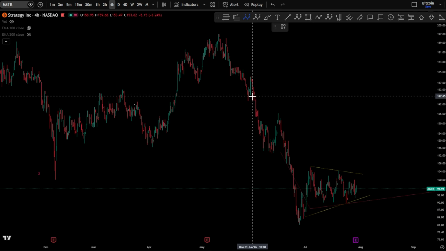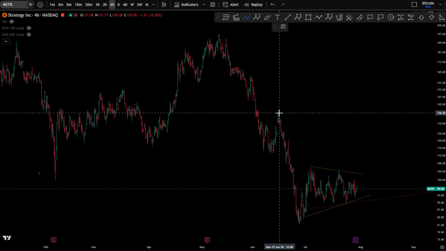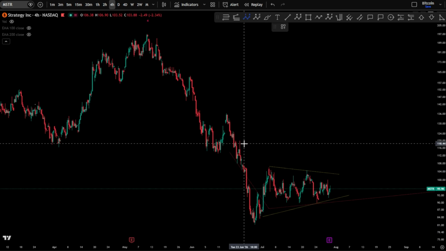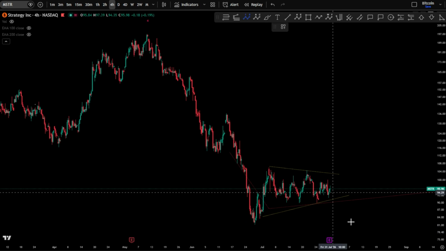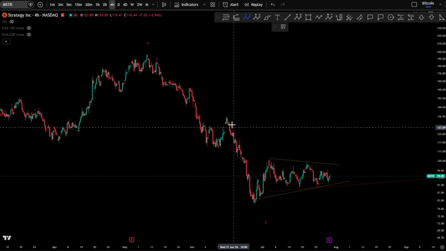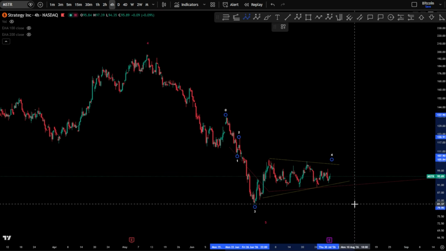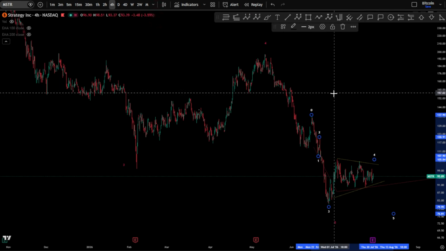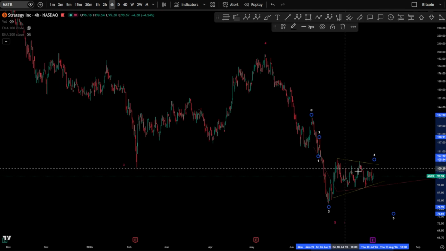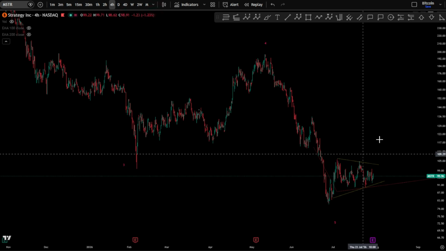1, 2, 3, 4, and a 5. Wave 1, wave 2, wave 3, 4, and a 5. Wave 5 is a 1, 2, 3, 4, and a 5. Okay, yeah, it's the wave 4 of the wave 5, which is very ugly. But why? I mean, look at the wave 2, how shallow it is. Another question mark. So if this is a 1, 2, 3, 4, 5, I doubt it.